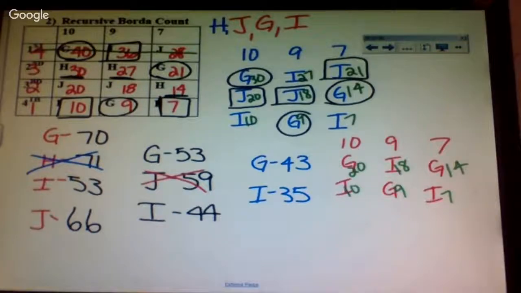That is the worst of it. And I only say that because you have to rewrite the chart. There's no way around it. If I could give you a shortcut on it, I would gladly do so. Does anybody have any questions on recursive Borda count?